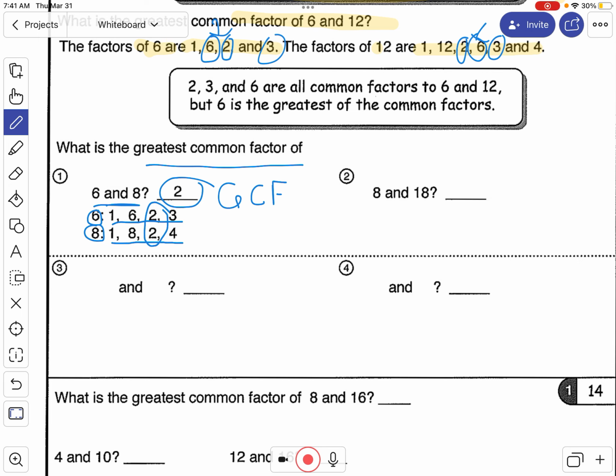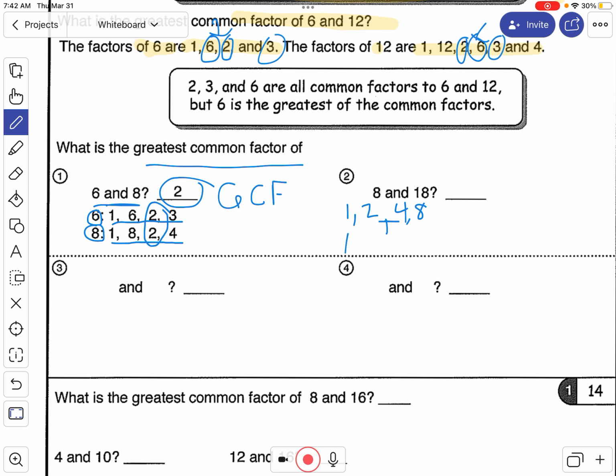Okay, let's try number 2 together. And when I list the factors, I like to list them like the curtain method. I like to do the smallest and biggest far away from each other. So the factors of 8 are 1 and 8. Notice I put the 8 way out there. Now I go up from 1. Does 2 go into 8? Yep. 2 times 4 is 8. The only number between 2 and 4 is 3. 3 does not go into 8. So 1, 2, 4, and 8 are all numbers you can divide 8 by.